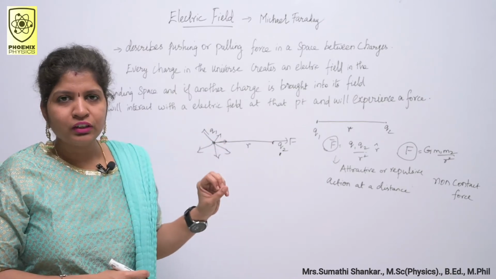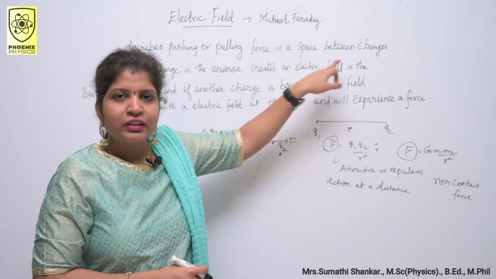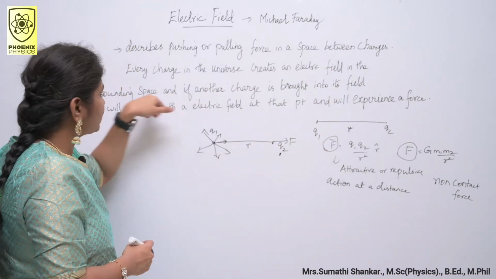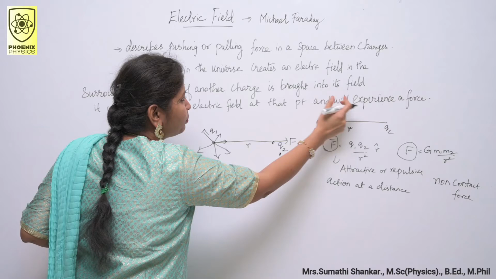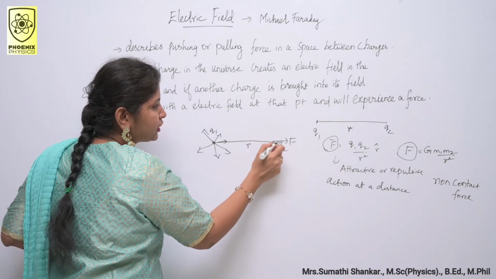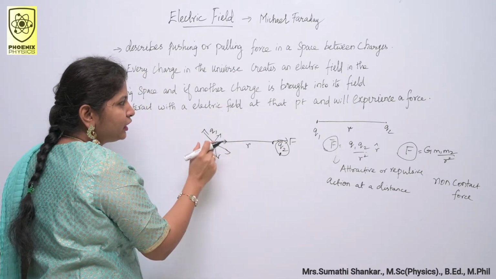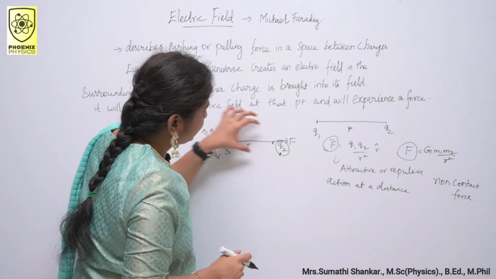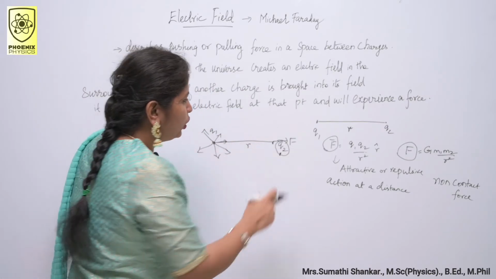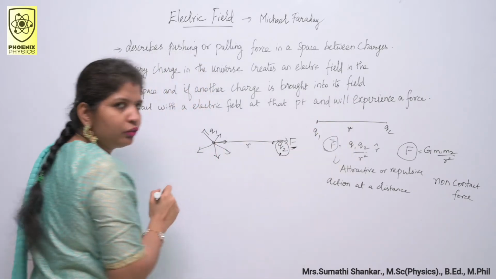So what is given in the book? Every charge in the universe creates electric field in the surrounding space like this. If another charge is brought into its field, that is another charge means Q2, it will interact with the electric field at that point. So this electric field interacts with Q2. Due to this interaction, Q2 will experience a force.